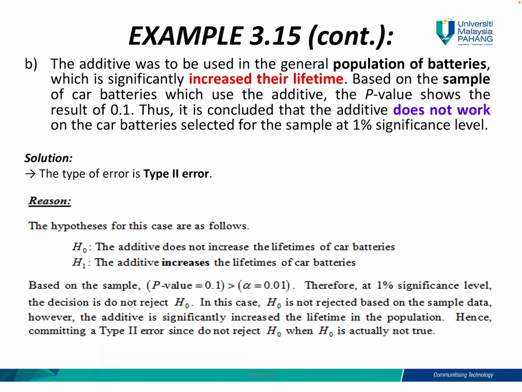Okay, example 3.5. The additive was used in the general population of batteries, which significantly increases their lifetime. So increase their lifetime is H1, and H null is does not increase. Based on the sample of car batteries which use the additive, the p-value shows a result of 0.1. So the p-value is 0.1.